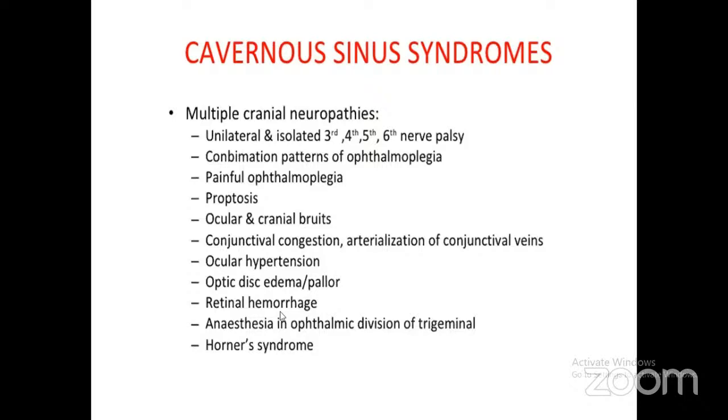There will be painful ophthalmoplegia, proptosis, ocular and cranial bruits, conjunctival congestion, and there will be increased intracranial tension, optic disc swelling, you can say papilledema, and retinal hemorrhage. All these are there because it involves the sympathetic plexus surrounding the internal carotid artery. There is a possibility of Horner's syndrome also.